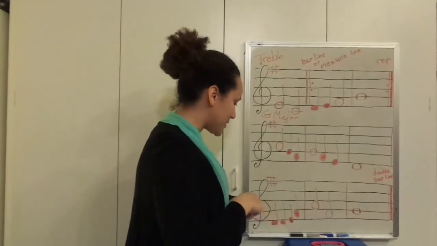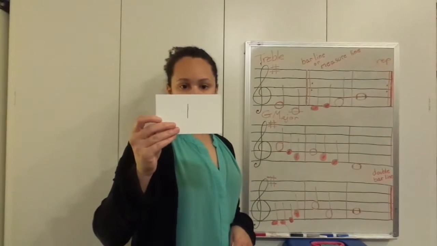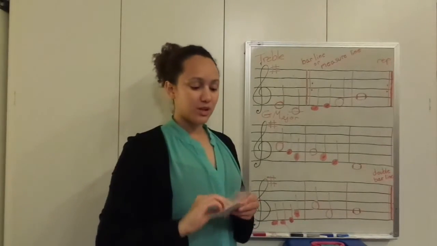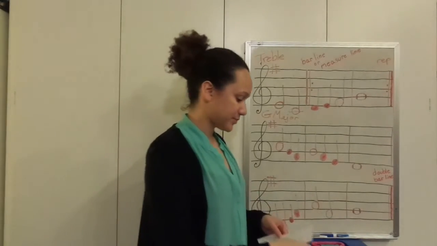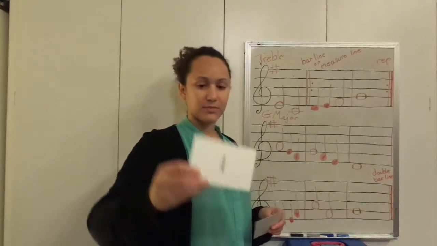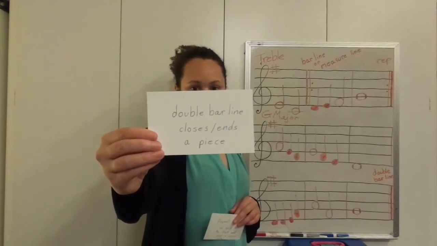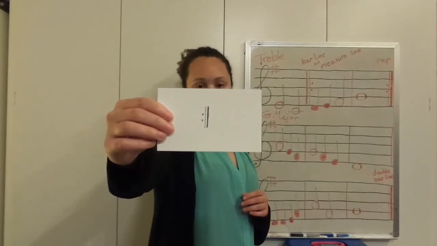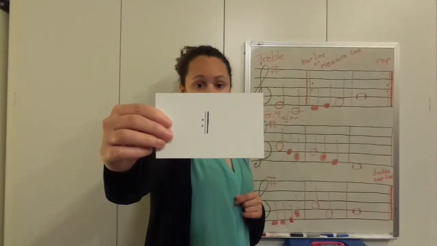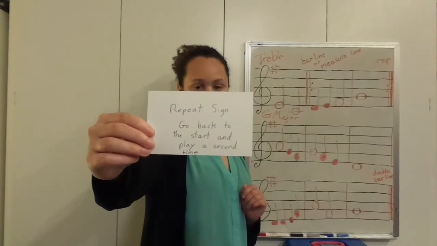Go ahead and take out the flashcards. On one of them, put a line going down, and put bar line or measure line, divides up the measures. A double bar line, one thick and one thin. Closes or ends the piece. And of course, one thick and one thin for a double bar line, but this time it has 2 dots on it, and this is actually the repeat sign. So you can have these in the middle of the piece, the repeat sign.